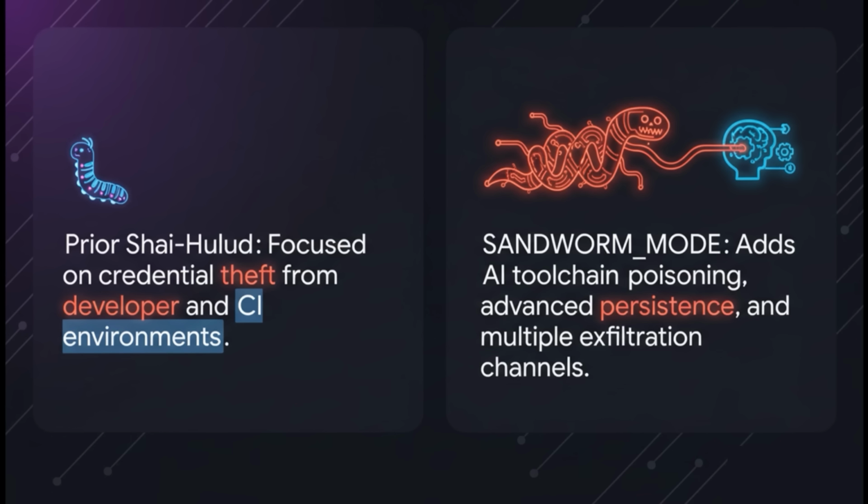It takes the original playbook of just stealing developer credentials and basically supercharges it. You can see it adds things like advanced persistence to make sure it never gets removed and opens up multiple ways to sneak data out. But the biggest leap, the real game changer here, is its ability to directly poison your AI toolchain.